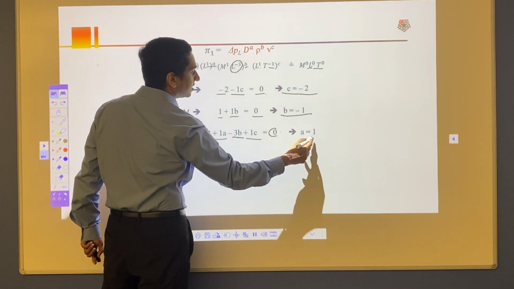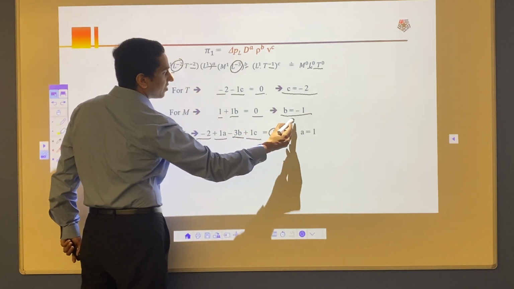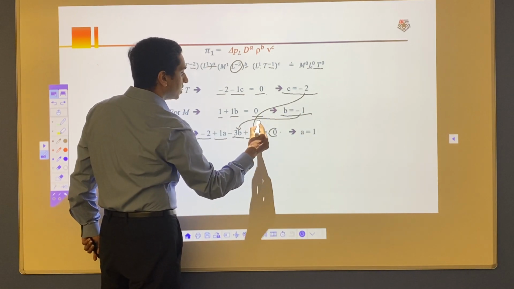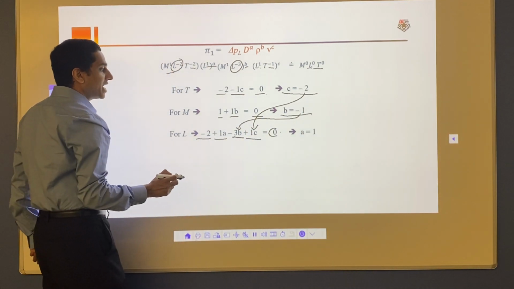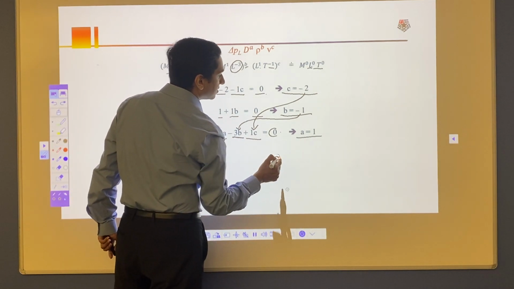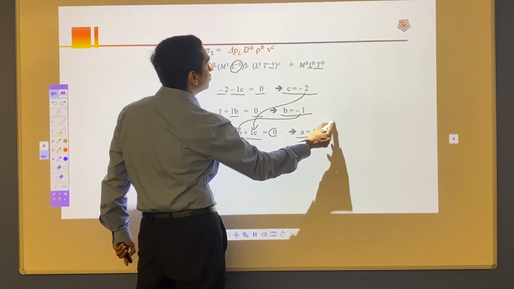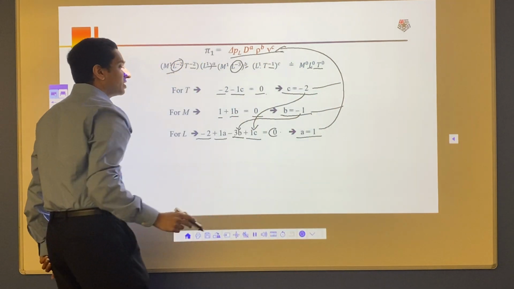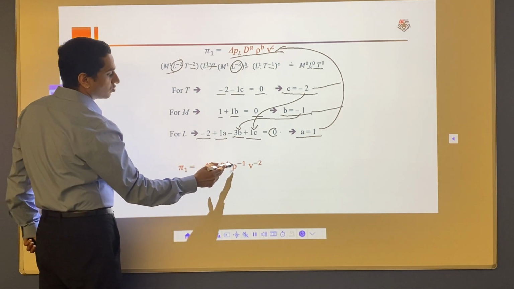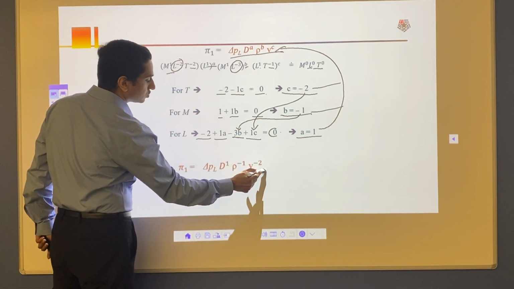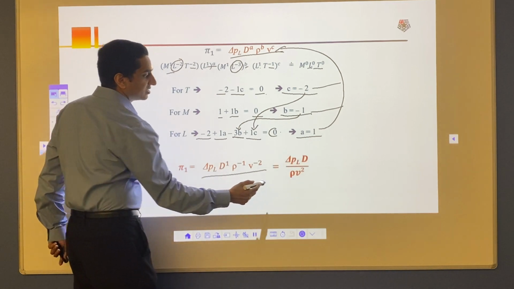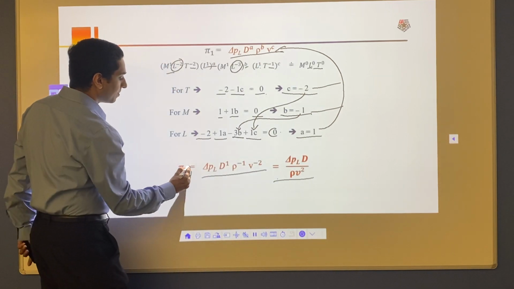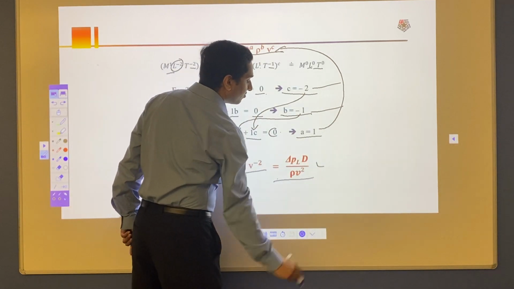Once I have that, I'm going to put in my values of b equal to minus 1 and c equal to minus 2, and then I'll get the value of a as a equal to 1. And once I have that, I'm going to take these values and plug them back into this equation, and then I'll get something like this: delta PL, d raised to 1, density raised to minus 1, velocity raised to minus 2. Once I have that, I'm going to rewrite them like this, and that is my answer. That is my first pi term. So I got my pi 1, and then I'm done with my first part.